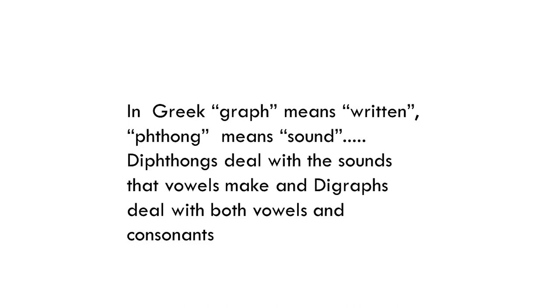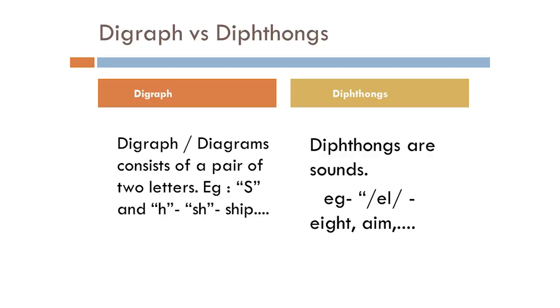Diphthongs deal with the sounds that vowels make, and digraphs deal with both vowels and consonants. So in a digraph we can have a consonant sound as well as a vowel sound, whereas in diphthongs we have a combination of only two vowel sounds. And it's letters that are written in a digraph, whereas diphthongs are purely sounds.